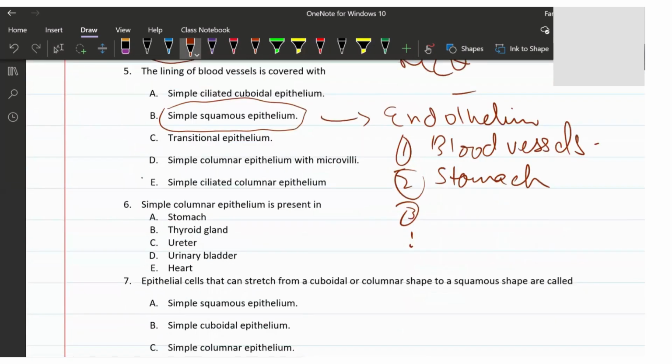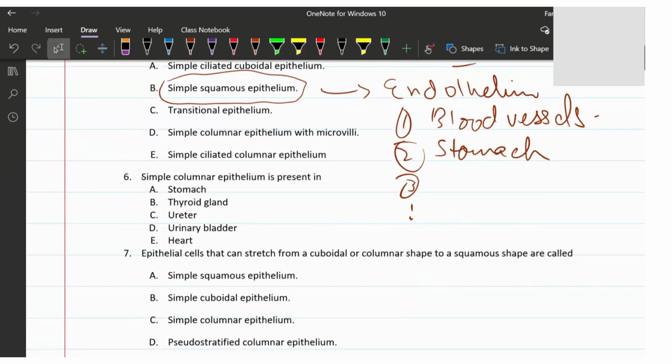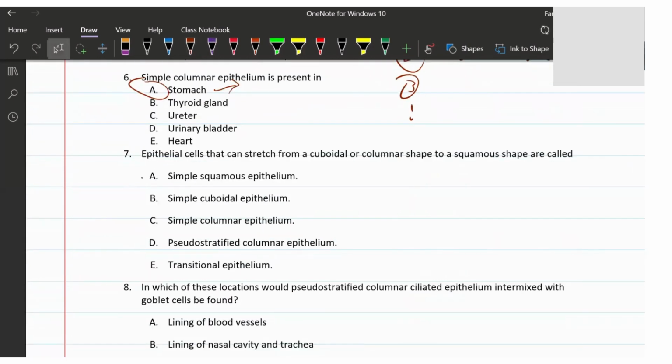So next question: the simple columnar epithelium is present in, again, stomach, thyroid gland, ureter, urinary bladder, heart. So simple columnar epithelium without any goblet cell, without any cilia, without any microvilli, it is present in the lining of the stomach.